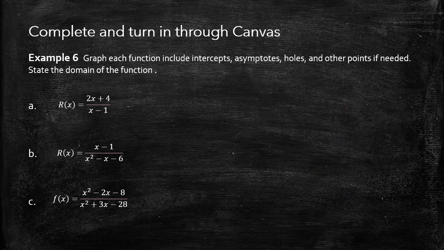Okay, these are the 3 for you guys to complete and turn in through Canvas. I'm looking for basically what we've been talking about. So graph the function, include the asymptotes, intercepts, holes if there are any. You're allowed to put in additional points either to check your work or because you're not sure which way the function's going. State the domain of the function, use either interval notation or set builder notation. Okay, and you have 3 functions to do.